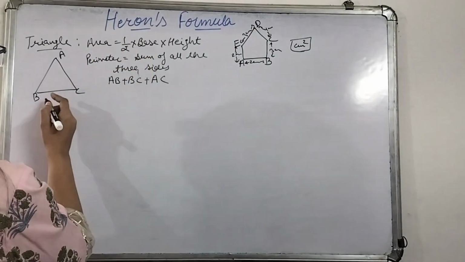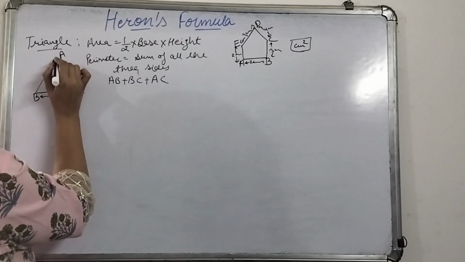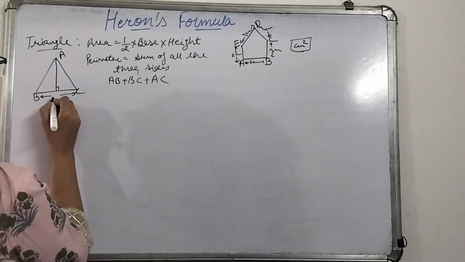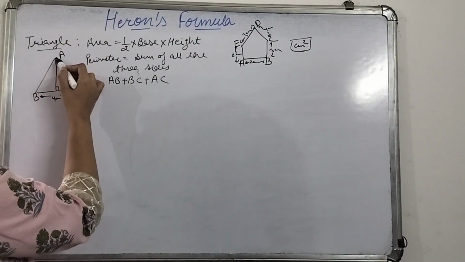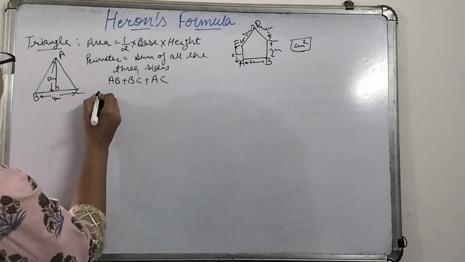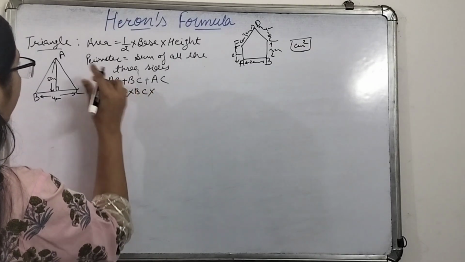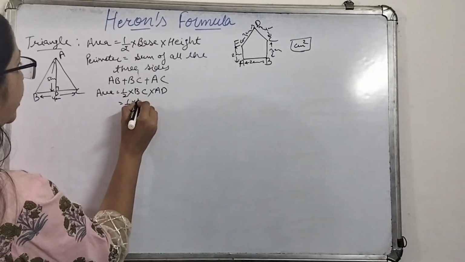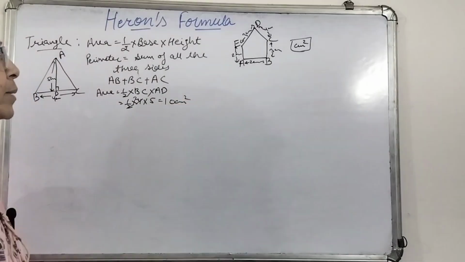And area will be, if we are considering BC as the base, then the perpendicular from the vertex A will be the height. Suppose BC is 4 centimeter, and the perpendicular from the vertex A is say 5 centimeter. So the area of this triangle will be 1 upon 2 into base, which is BC, and height, which is, suppose this point is D, AD. So it will be 1 upon 2 into 4 into 5. That will give you 10 centimeter square as the area.